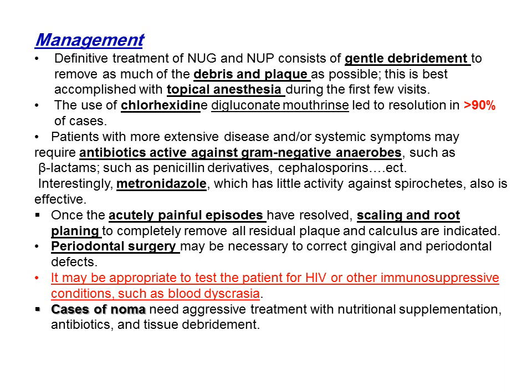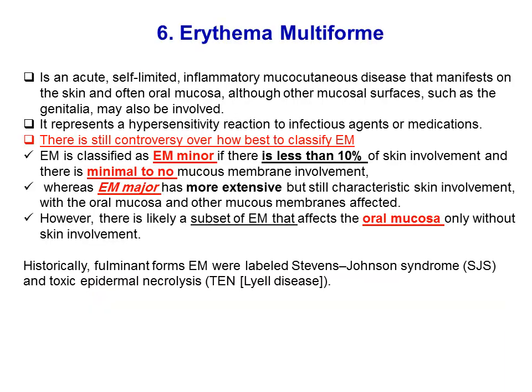Once the acutely painful episodes resolve, scaling and root planing to completely remove the residual plaque and calculus is indicated. Periodontal surgery may be necessary later on to correct the gingival and periodontal defects. It may be appropriate to test the patient for HIV or other immunosuppressive conditions such as blood dyscrasia when the patient has this type of condition. Cases of noma need aggressive treatment with nutritional supplementation, antibiotics, and tissue repair.